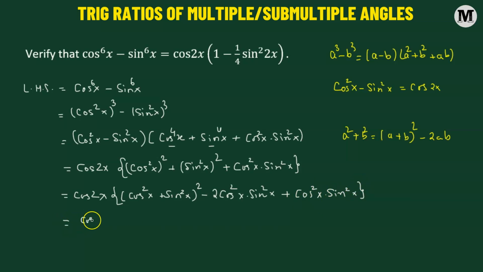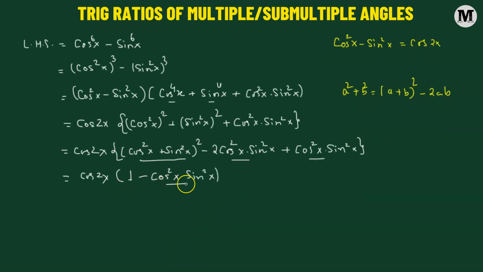So now we have cosine of 2x. So cosine squared x plus sine squared x, that's a standard identity with a value equal to 1. And when we combine these two terms, we get negative cosine squared x multiplied to sine squared x. Okay, now we're going to work with this particular term here.